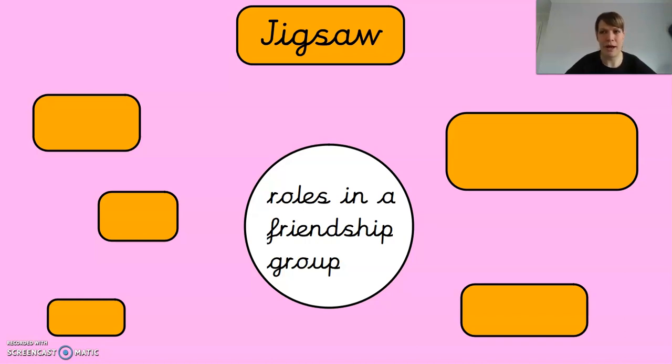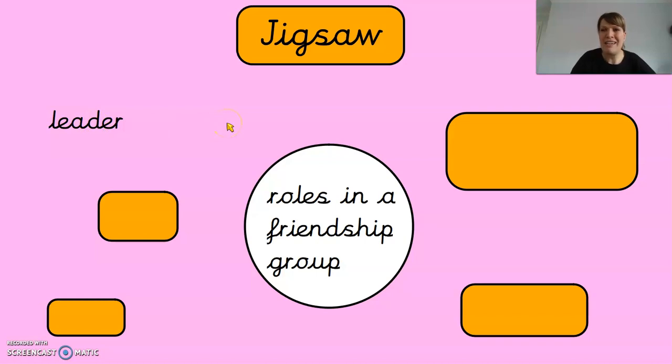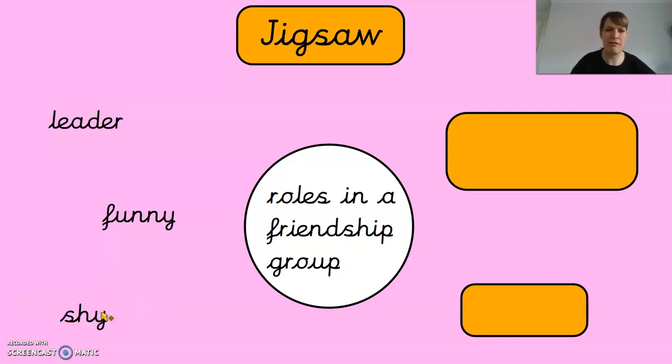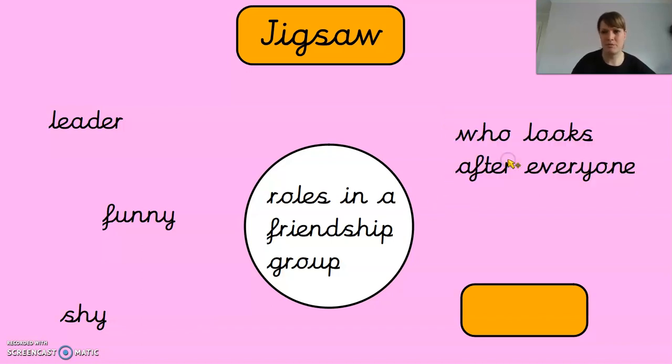Okay, welcome back if you had a go at that. So I'm going to show you some of mine. In your group, you might have a leader, and this person normally is the one who decides how to do things, what to do, what games to play. Another one might be a funny one. You might have one who makes jokes all the time and thinks everything's funny. You might also have a shy one, a friend who is really shy and prefers to sit back and watch. Another one could be someone who looks after everybody, a bit like a mother, looking after people.